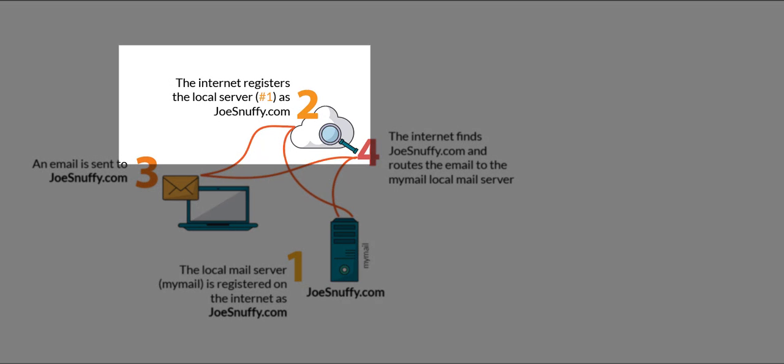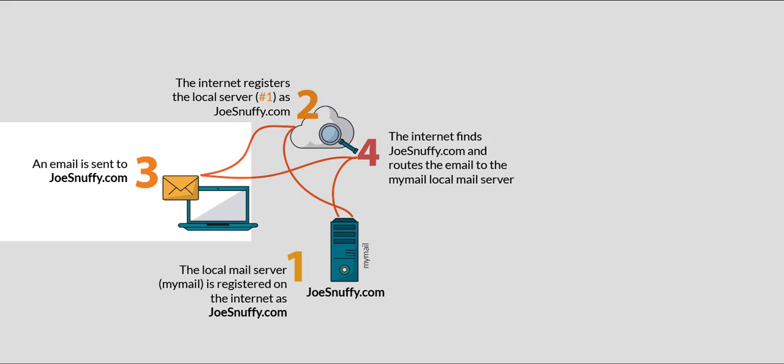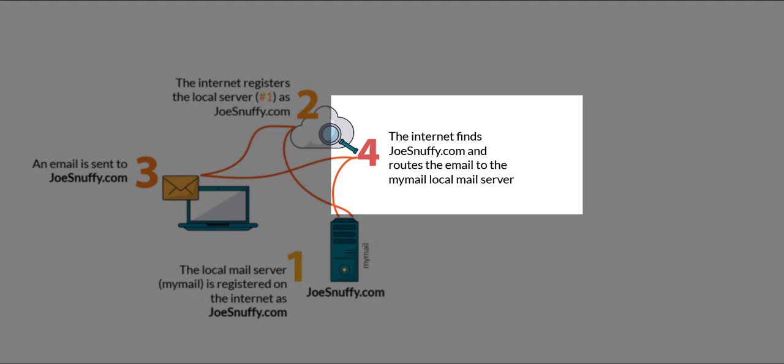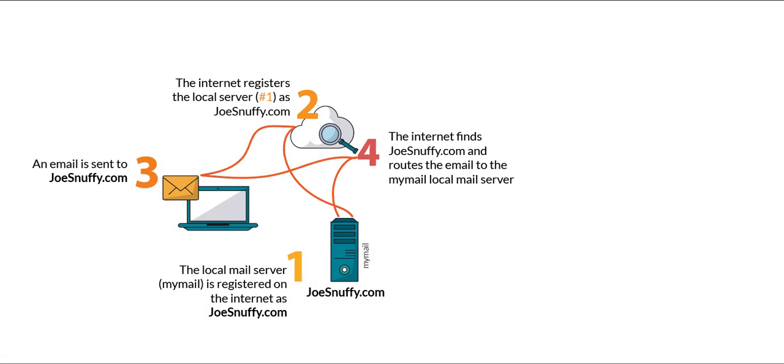And number two, part of that process of installing that mail server is to create a registry with the internet. Because, as number 3 indicates, when somebody says, hey, send an email message to joesnuffy.com, it basically goes up to number 4 on this chart. It goes up to the internet, finds joesnuffy.com, and then routes that email message to the local mail server, in this instance, joesnuffy.com. So that's how email flows on the internet.